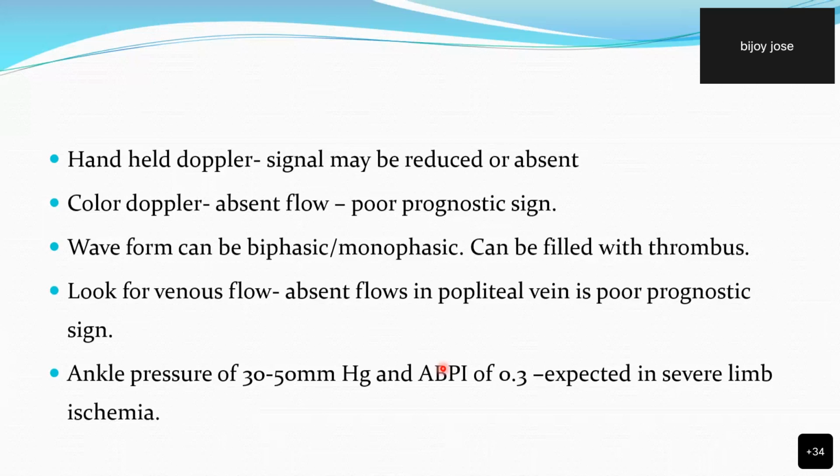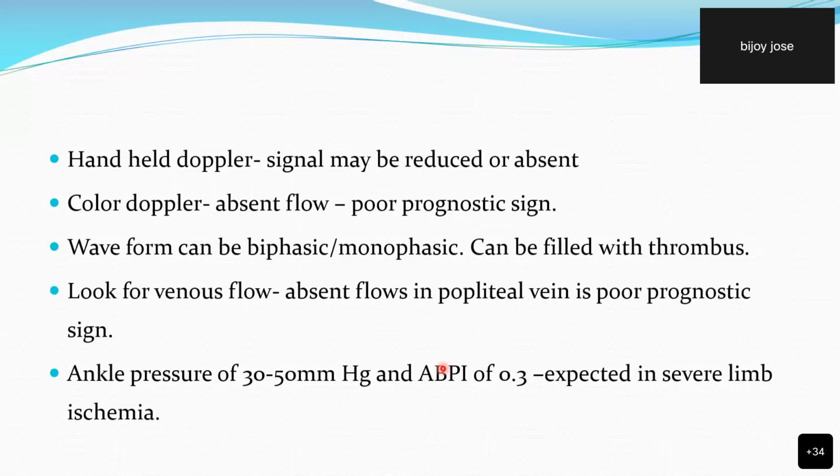The other investigation we can do on an OPD basis or in the casualty setting is a color Doppler. If the Doppler doesn't show any flow, that indirectly gives a poor prognostic sign. In color Doppler, we can elicit the waveform, whether it is biphasic or monophasic. If there is a very mild occlusion, we can get a biphasic flow. And sometimes in a Doppler, we can see that the artery is completely filled and distended with thrombus.